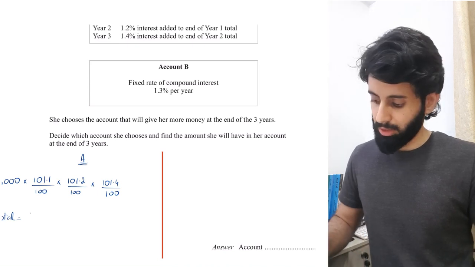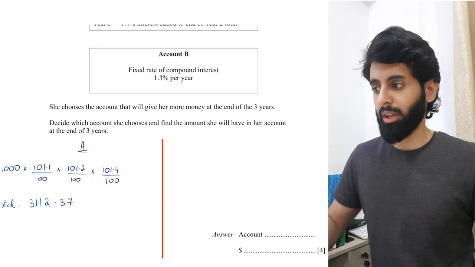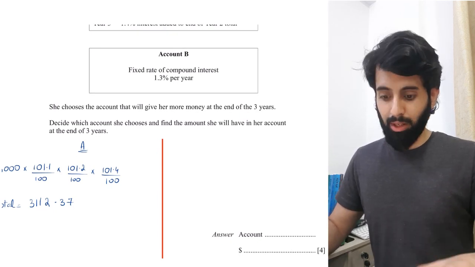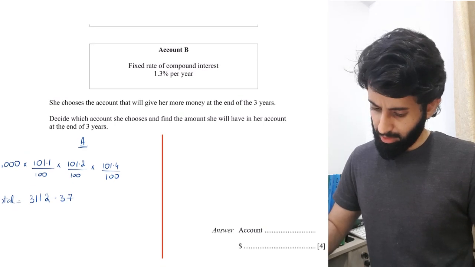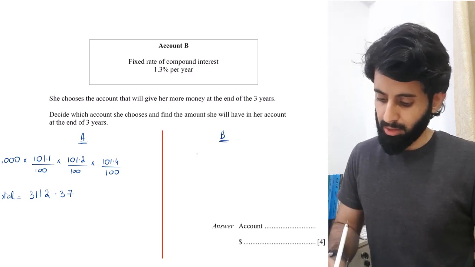So this turns out to be 3,112.367. So I'm going to round it to 3,112.37. Remember, usually money is given correct to 2 decimal places. Let me see if there's any other restriction in the question. No, there isn't. Now let's talk about account B. Account B is pretty straightforward.